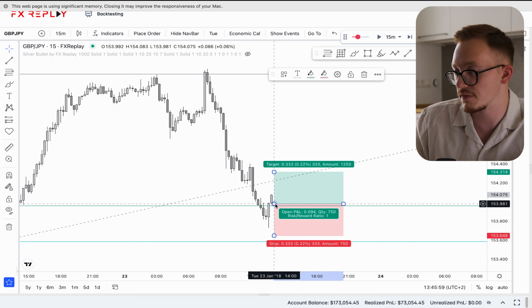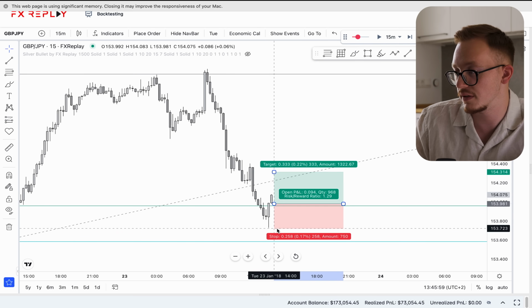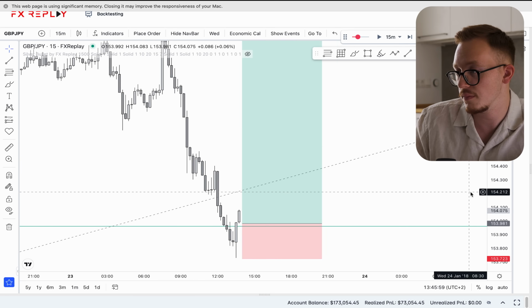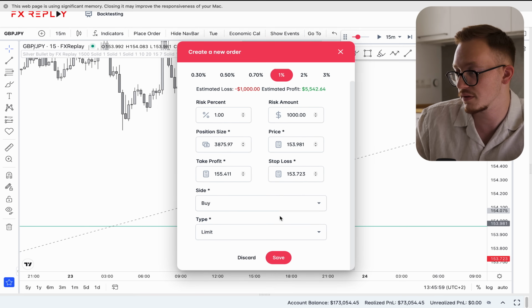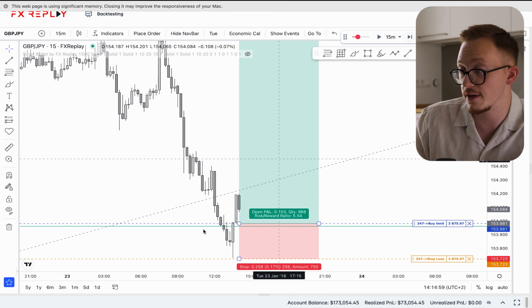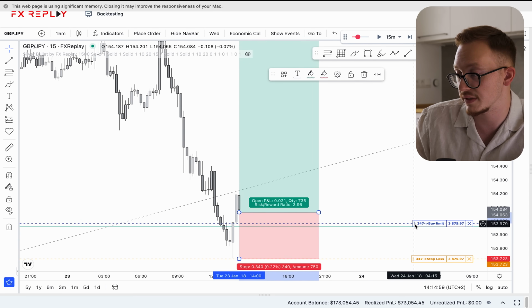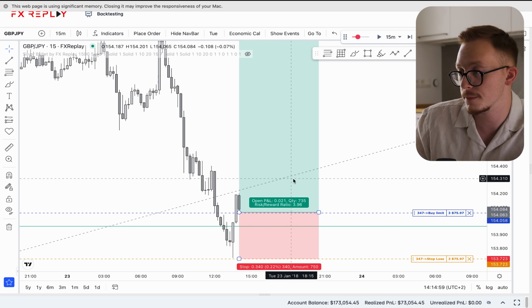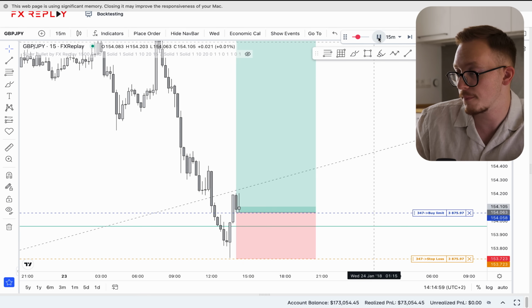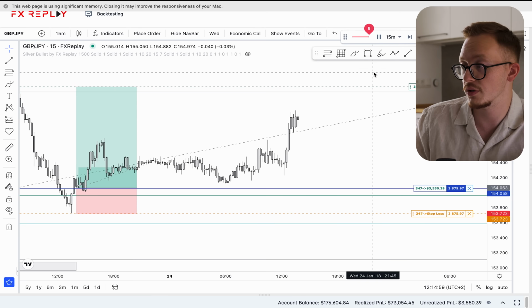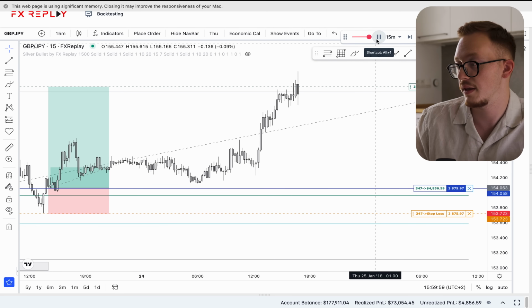So we're entering on the fair value gap right here, low right here, stops above the high. So let's see, place the order, 1% risk. Next. Okay, so as you can see, there's a new fair value gap right here. We are just modifying our order like this. Bam. Let's see what happens. We are inside of the trade. It's going sideways a lot, and there we go. We are hitting take profit.